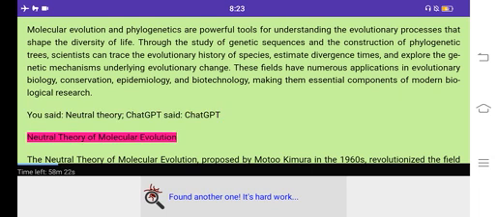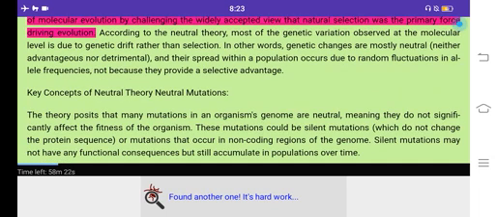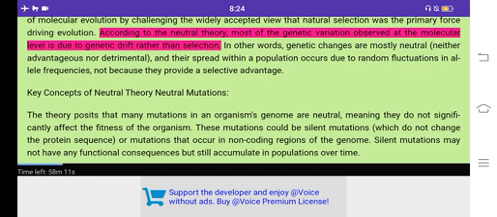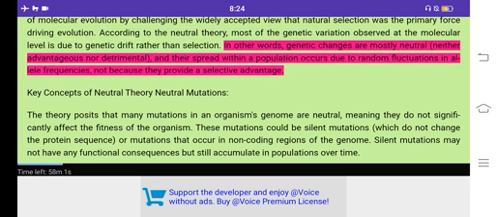Neutral theory of molecular evolution. The neutral theory of molecular evolution, proposed by Motoo Kimura in the 1960s, revolutionized the field of molecular evolution by challenging the widely accepted view that natural selection was the primary force driving evolution. According to the neutral theory, most of the genetic variation observed at the molecular level is due to genetic drift rather than selection. In other words, genetic changes are mostly neutral, neither advantageous nor detrimental, and their spread within a population occurs due to random fluctuations in allele frequencies, not because they provide a selective advantage.